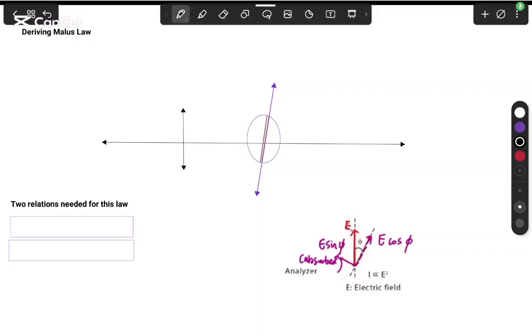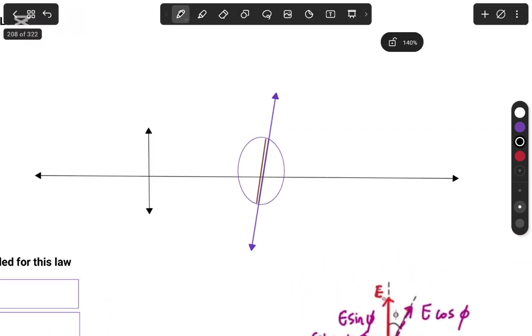Welcome back to the video. In this video, we'll be understanding Malus's law. So, for us to understand this, I'm going to explain the setup real quick.